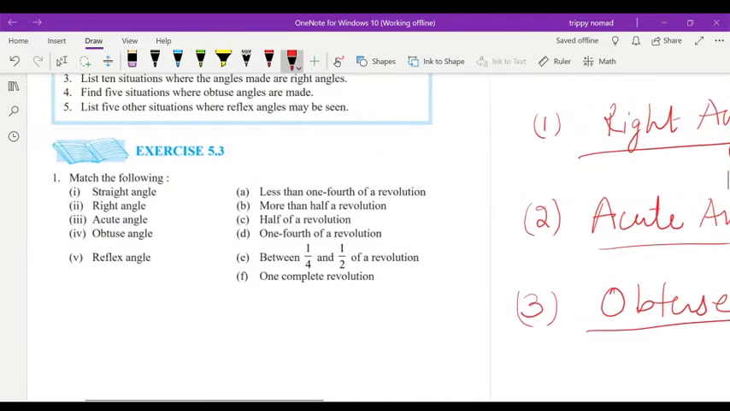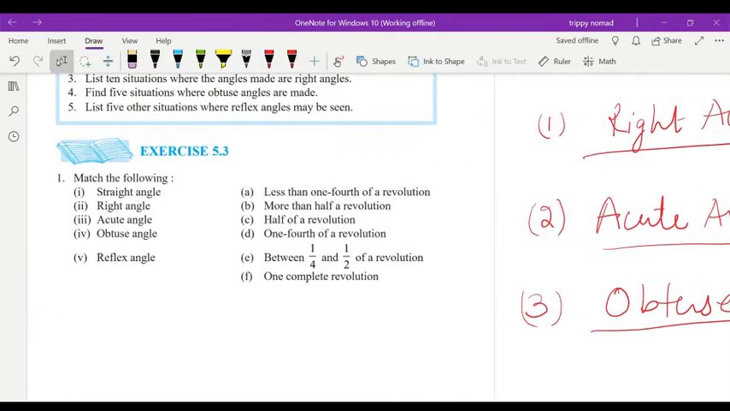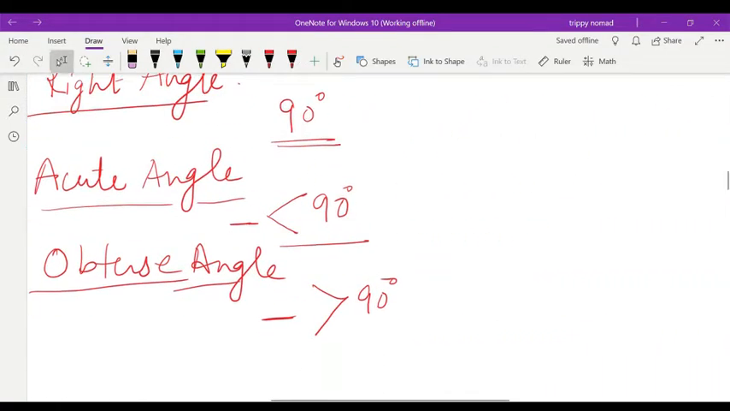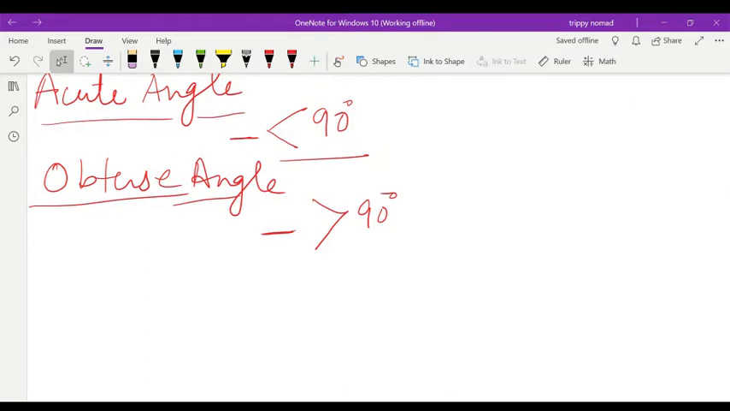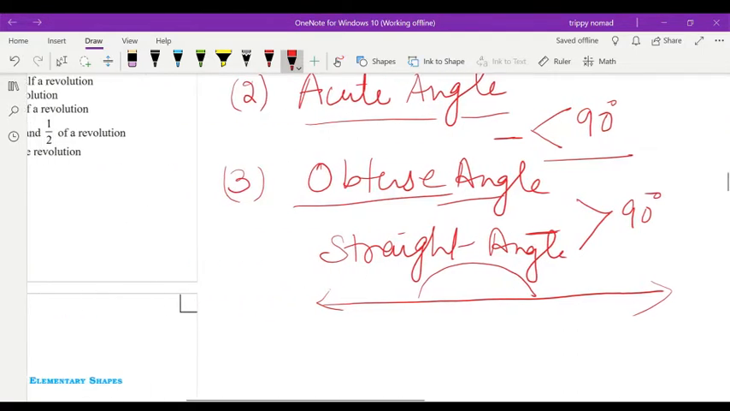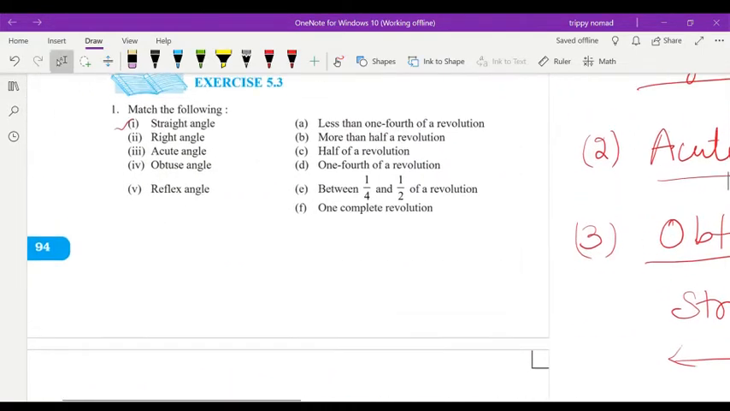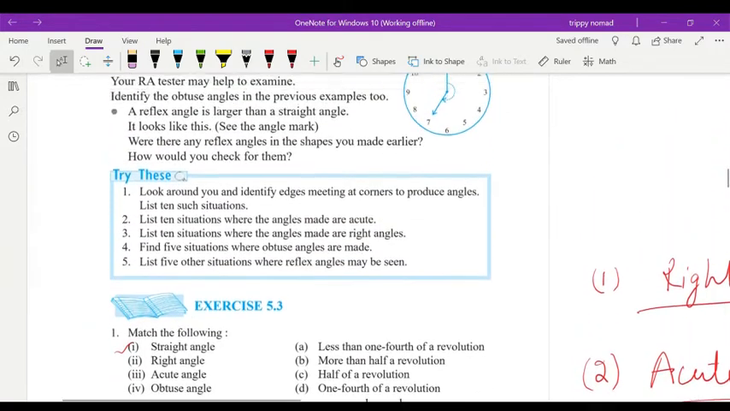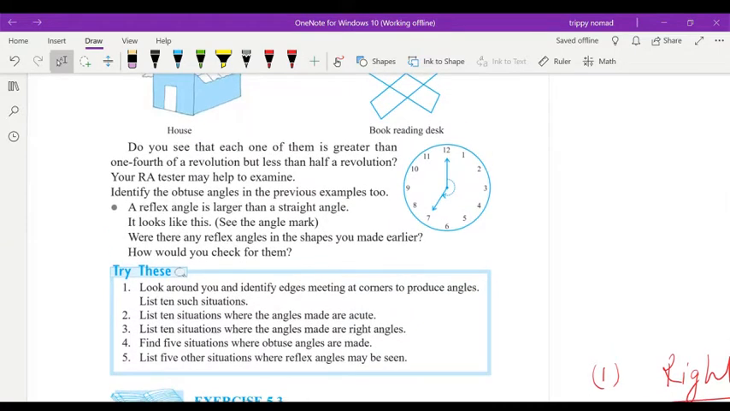Now there is one more name you have seen in this exercise. One is the straight angle. The angle whose measure is 180 degrees and is making a straight line is called a straight angle. And what is a reflex angle? A reflex angle is one whose measure is more than a straight angle, that is, more than 180 degrees.